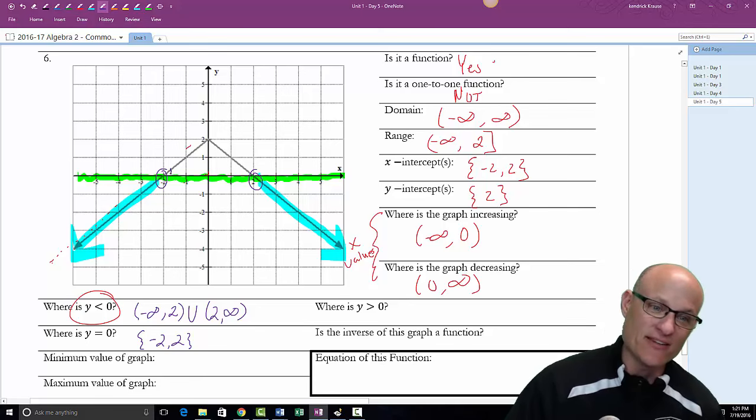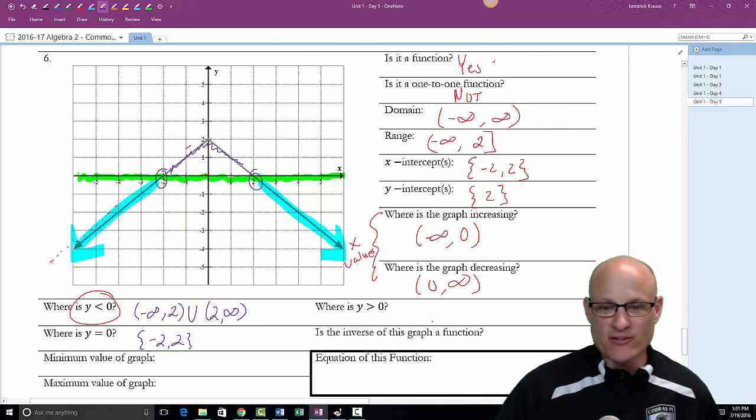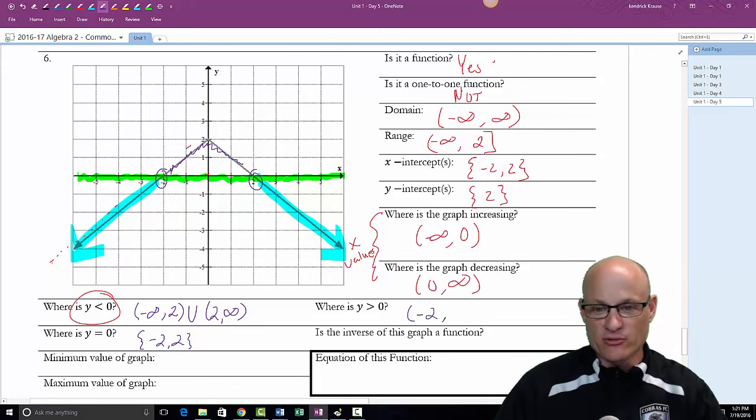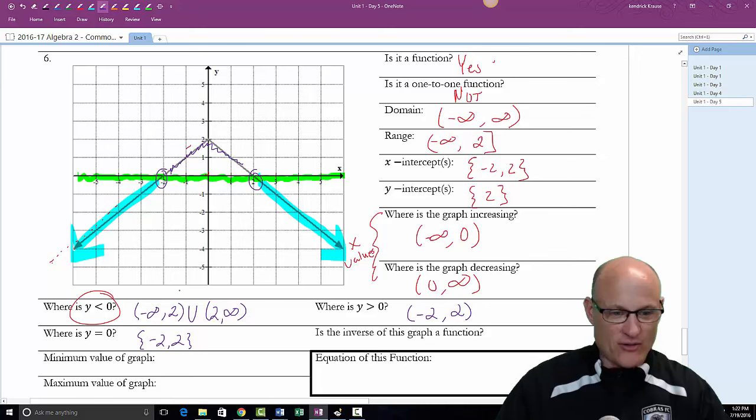Where is it positive? Well, it's positive in this area. From here to here, it's positive. So that's from -2 to 2. What's the minimum of this graph? It goes forever and ever and ever and ever down. So the minimum of this graph is negative infinity. What's the maximum of this graph? 2. And I can write y equals 2.